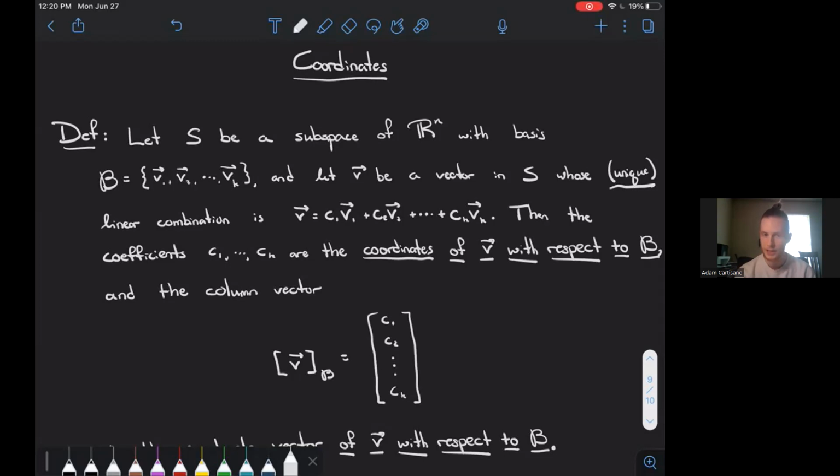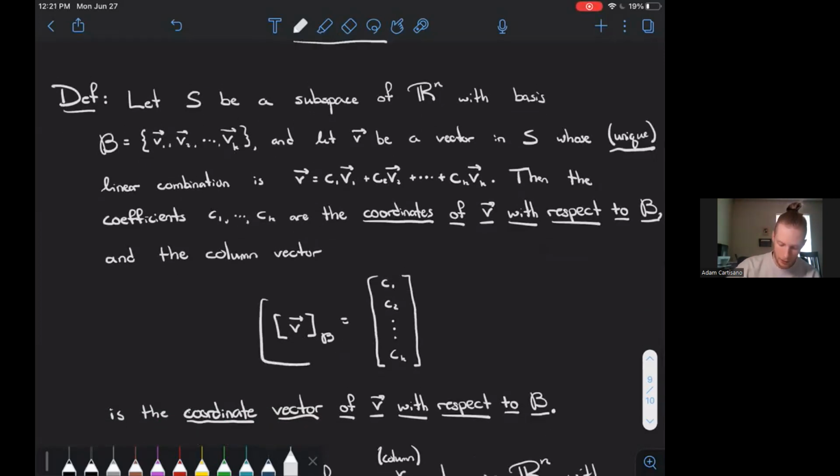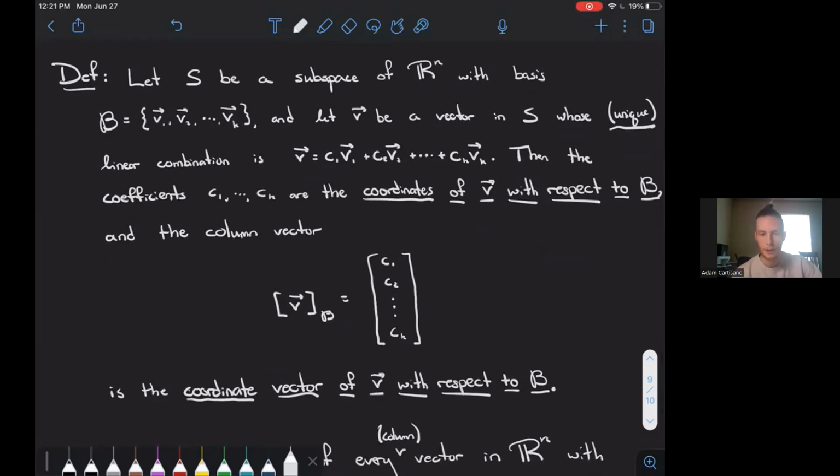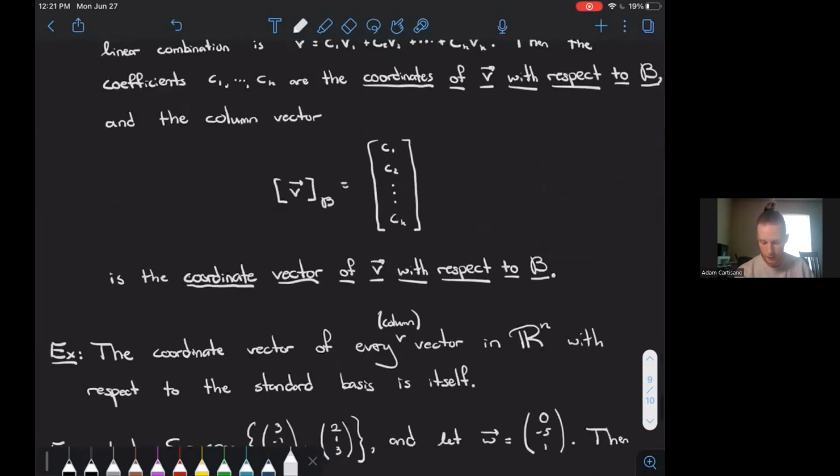We call the coefficients of the linear combination, so C1 up through CK, the coordinates of V with respect to the basis B. We also write them as a column vector, and we call it V with an arrow on top and a B as a subscript in brackets. Very confusing notation, but we will come back to this later on when we start talking about linear transformations and things like that. Anyway, this column vector gets a name. It's called the coordinate vector of V with respect to B, right? So let me give you an example of this thing.